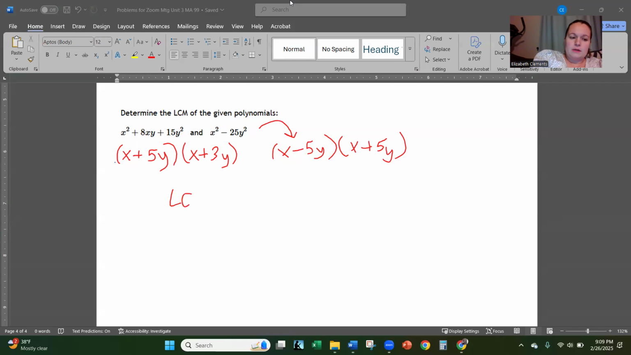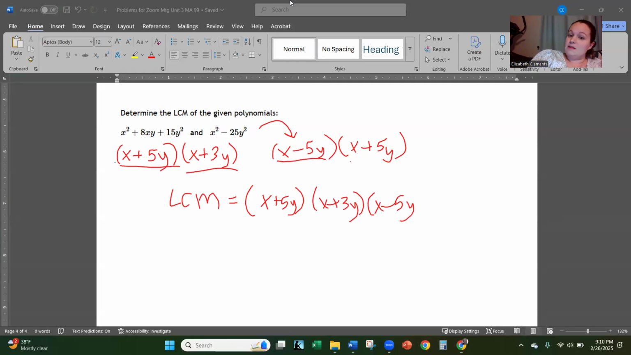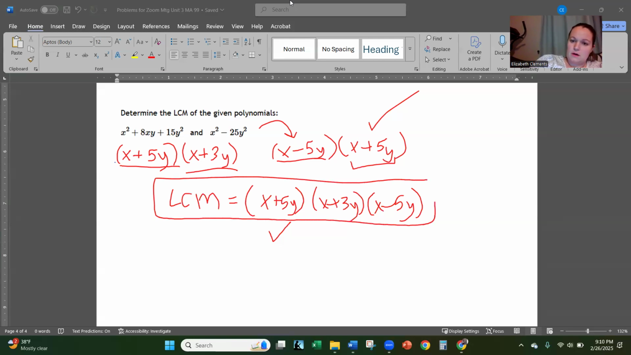So when we're looking at our least common multiple, we need to have everything covered. So we need an x plus 5y. We need an x plus 3y. We need an x minus 5y. We need an x plus 5y, but we already have that, and that's being covered by that because there's only one. If there was another one, we'd have to add another one down there. But there's only one. So this is our least common multiple.